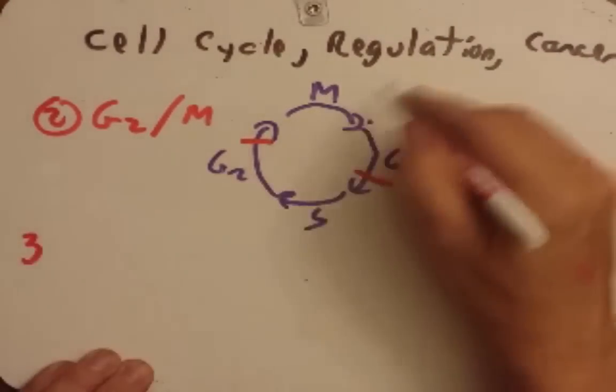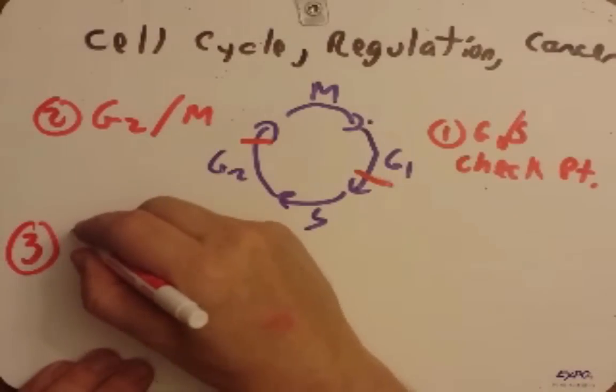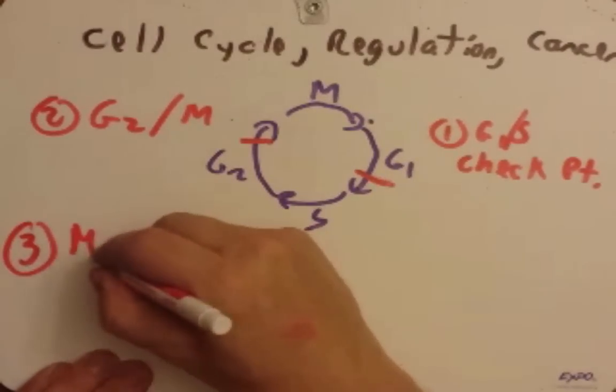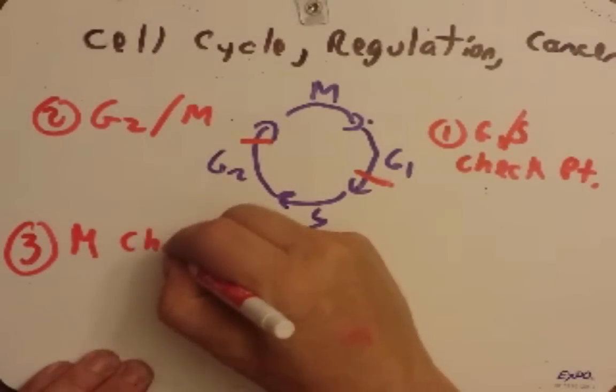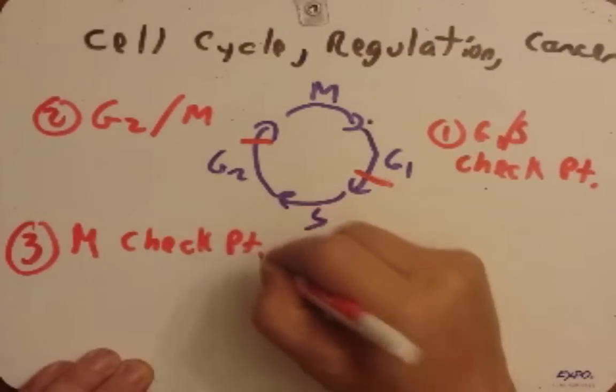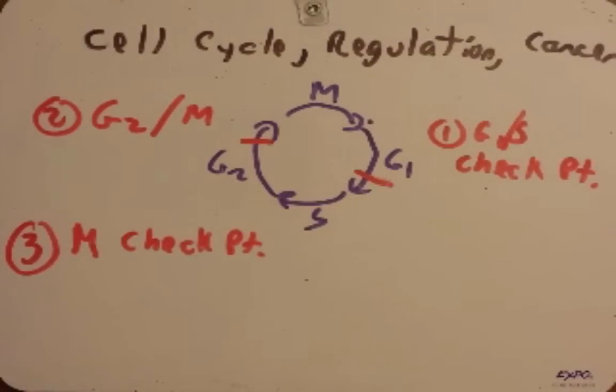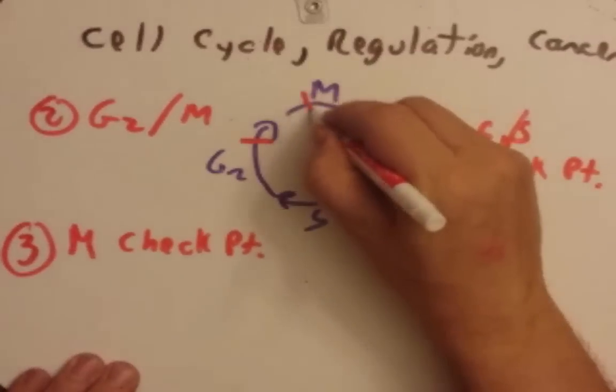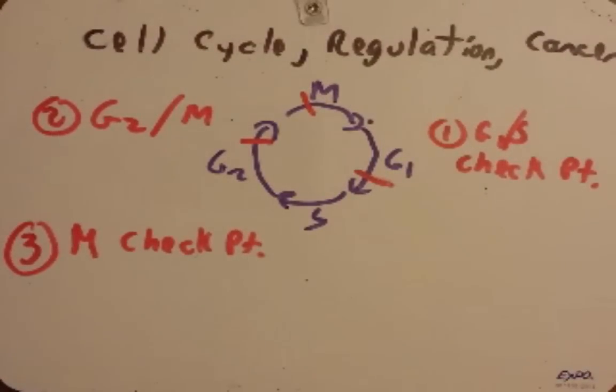And then our final checkpoint is here, our third one. I'm going to write it here because I don't have room up here to write it. And this is the M checkpoint. In this checkpoint, the cell makes sure that all of the chromosomes are attached to a spindle. This is important because if it's not attached to the spindle, the cell doesn't want to move forward, because by going forward, it's not going to segregate those chromosomes in the way it needs to.